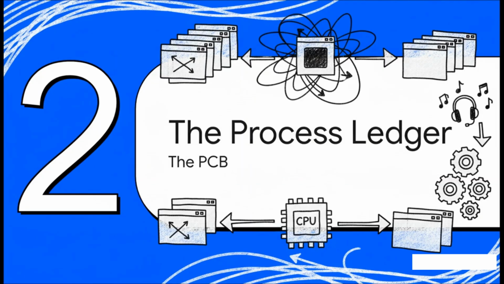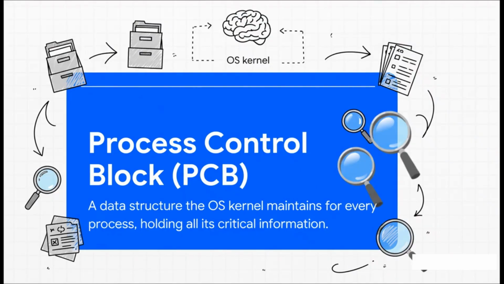Right, so your computer is juggling hundreds of these processes at once. You've got your browser, your music player, and a bunch of stuff humming along in the background. How in the world does the operating system keep track of all of this without completely losing its mind? Well, it uses something you can think of as a little digital file card for every single process. The technical name for this is the Process Control Block, or PCB.